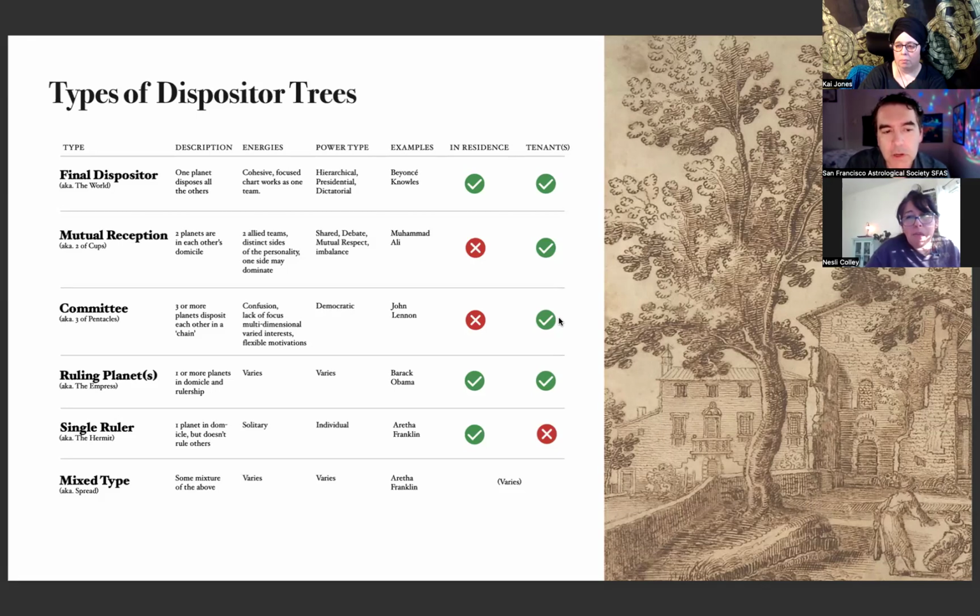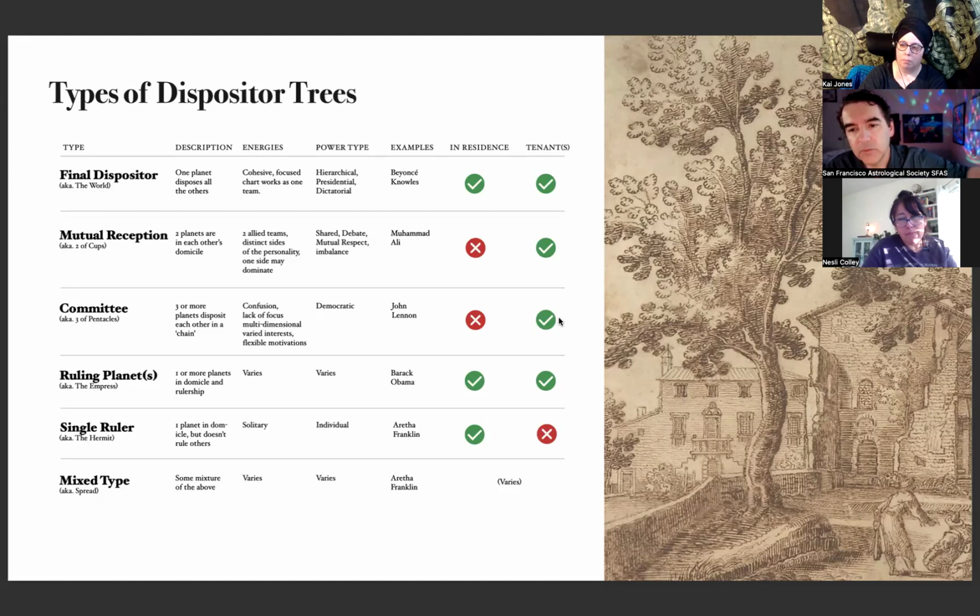The single ruler: there's one planet in domicile, but it has no tenants. For instance, think of the Moon in Cancer in a chart, and there's nothing else in Cancer. It's dignified, but it's kind of a loner. Aretha Franklin's Moon is in that state. You can see here the green check mark: she has domicile, but no tenants.